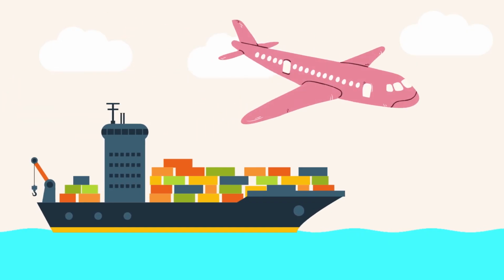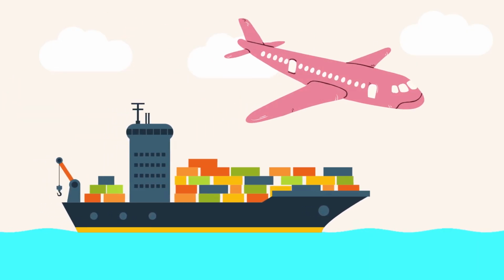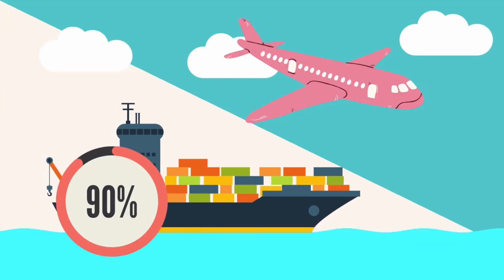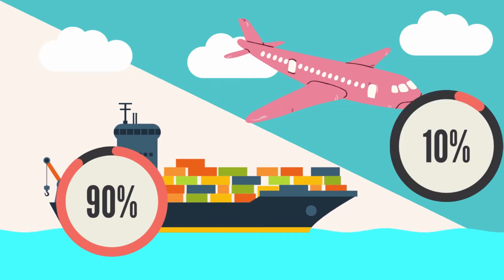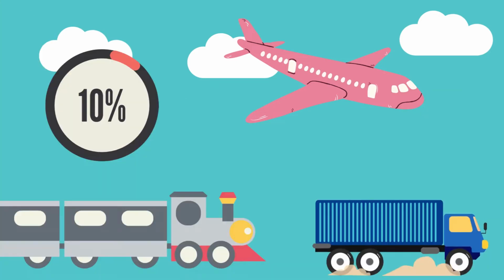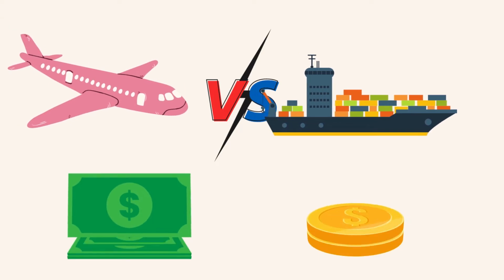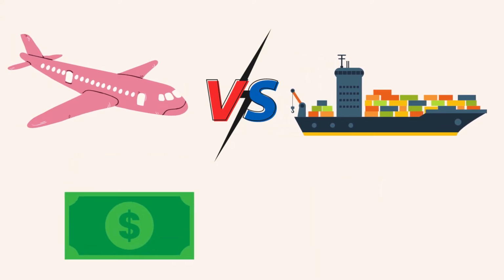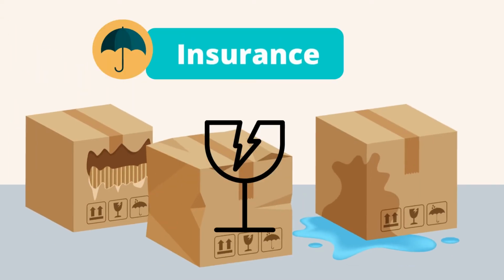Type of transportation. There are 2 main types of transportation, sea and air. 90% of international shipments are transported by sea, while only 10% of shipments are moved by air or other methods like rail or truck. The reason is air freight is 5 times more expensive than sea freight.